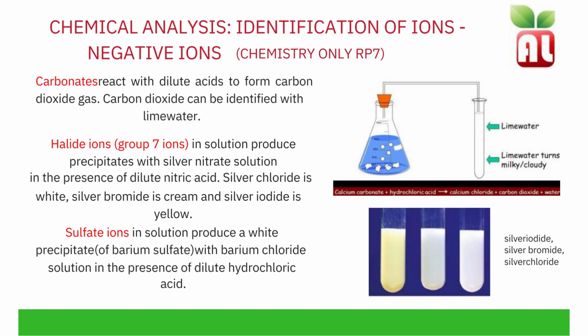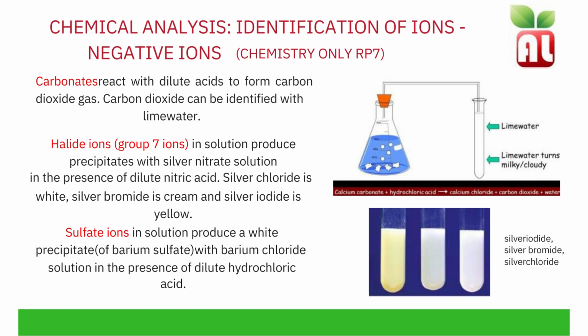To test for the presence of halide ions, in solution it will produce precipitates with silver nitrate. Add silver nitrate and dilute nitric acid to your unknown ionic compound. The reaction will produce either silver chloride, silver bromide, or silver iodide, each giving different coloured precipitates. Silver chloride is white, silver bromide is cream, and silver iodide is yellow.